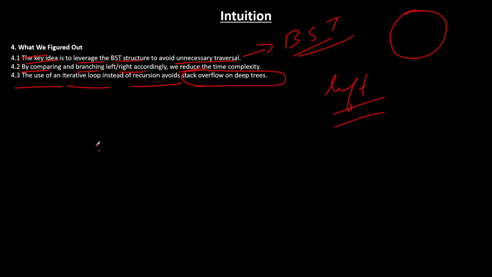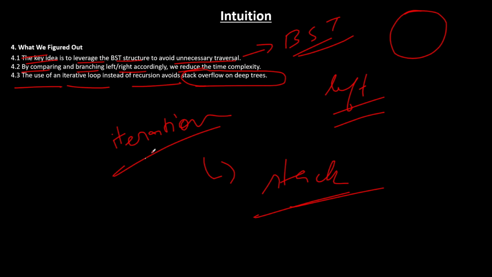We use an iterative loop instead of recursion to avoid stack overflow or a deep trace. Since this solution can be done with iteration only, we don't need any recursive solution and extra space or stack. So iteration will be much faster than recursion, of course, in general cases. So this is the intuition all about. I hope you understood everything. Let's move to the next slide.